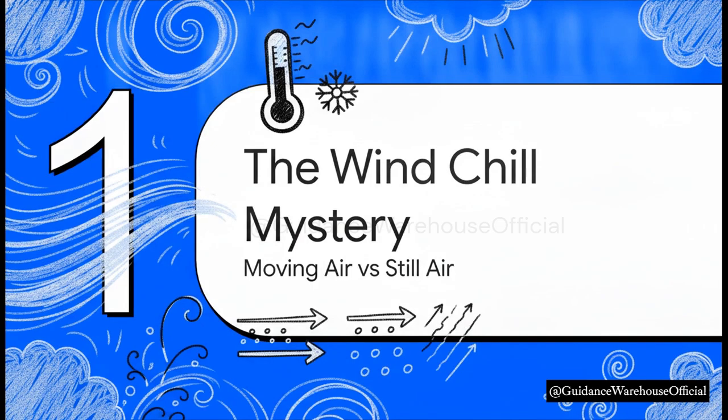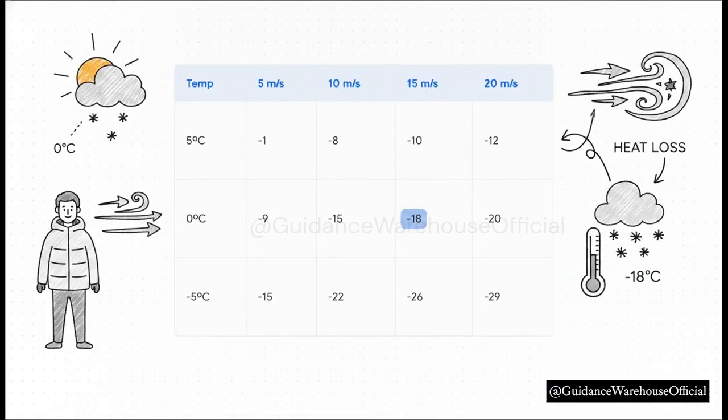Section 1. The wind chill mystery. Take a look at this highlighted data point right here. If you're standing in 0-degree air, but the wind is whipping past you at 15 meters per second, your body is losing heat at the exact same rate as if you were standing in completely dead, still air at -18 degrees Celsius. Literally, the moving wind is stripping the heat away from your skin way, way faster than still air ever could. It's basically a thermal vacuum.